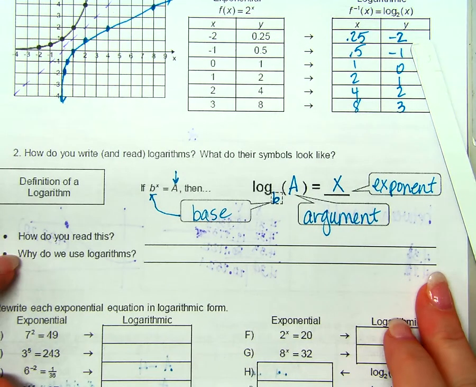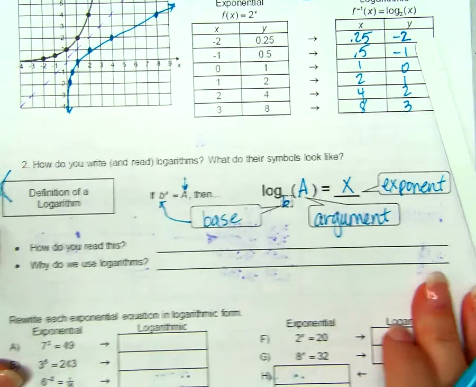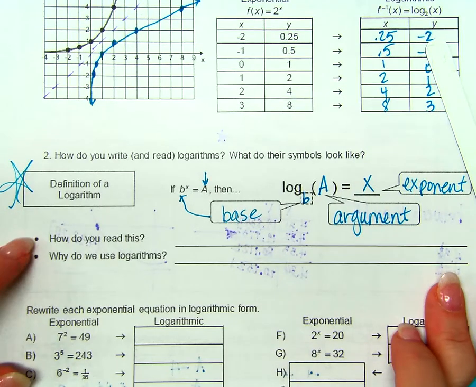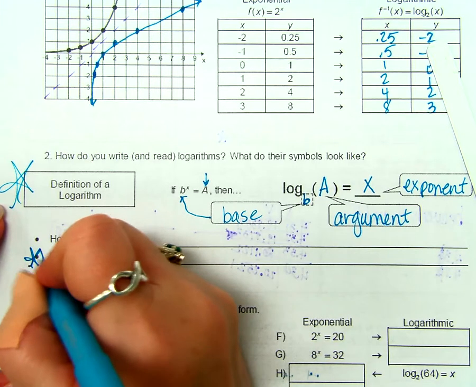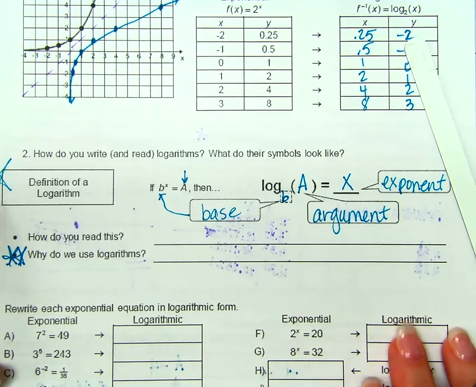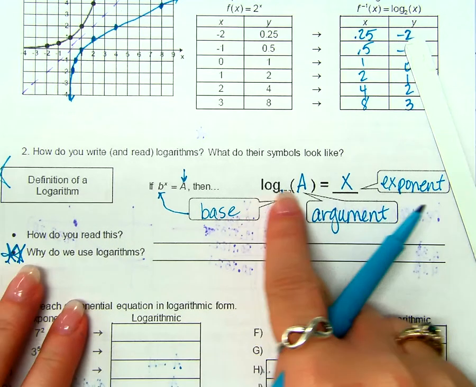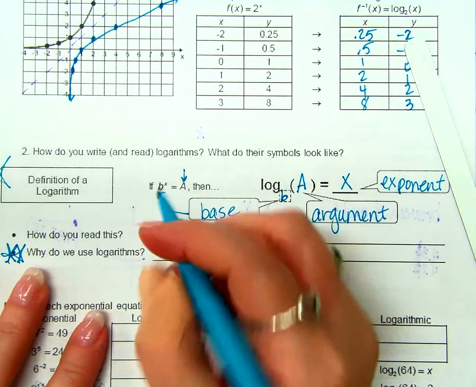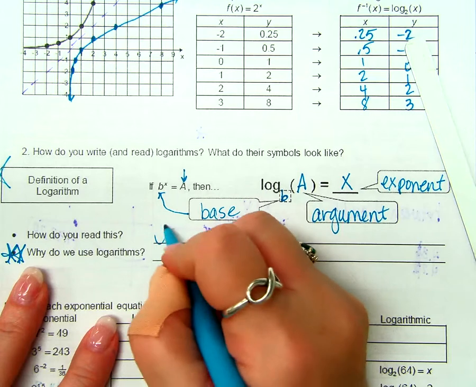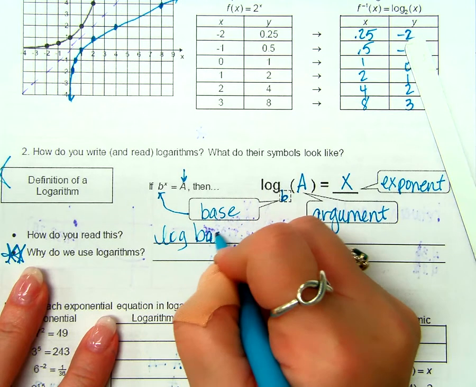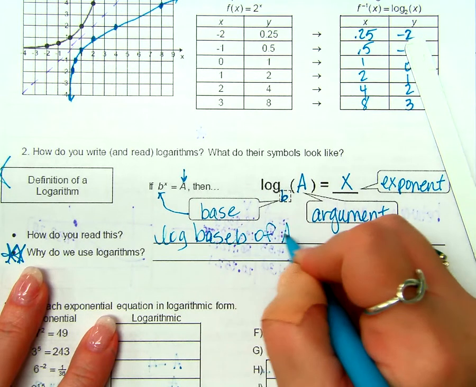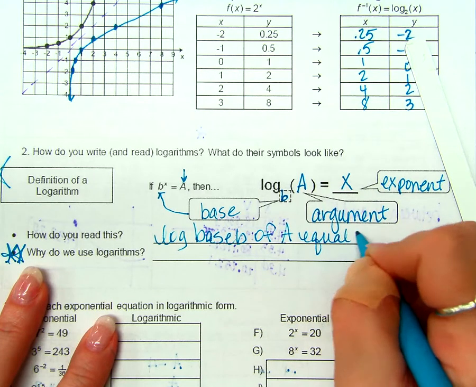These two questions are super, super important. This is our big deal of the day, the definition of a logarithm, and these two are important. In fact, this second one is probably going to show up on a test. Just going to tell you from the very beginning of the unit, that question is probably going to show up on your test. I need you to know how to read this statement. I read this statement, log base b of a equals x.